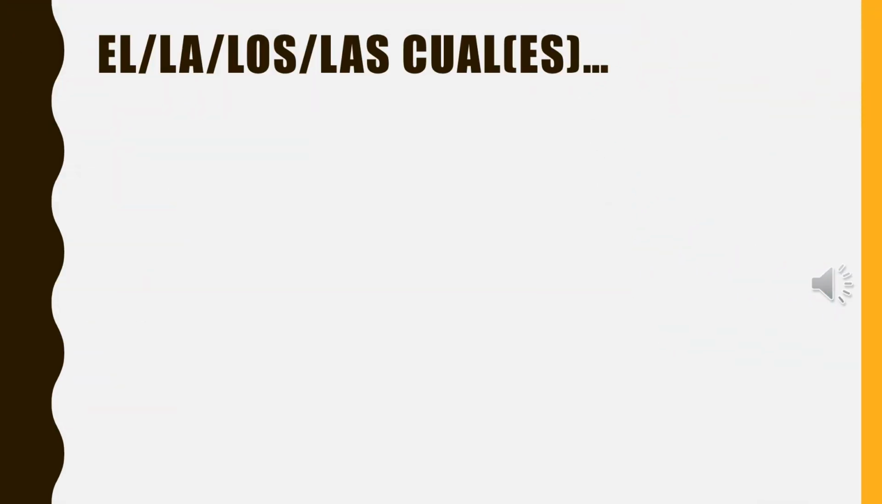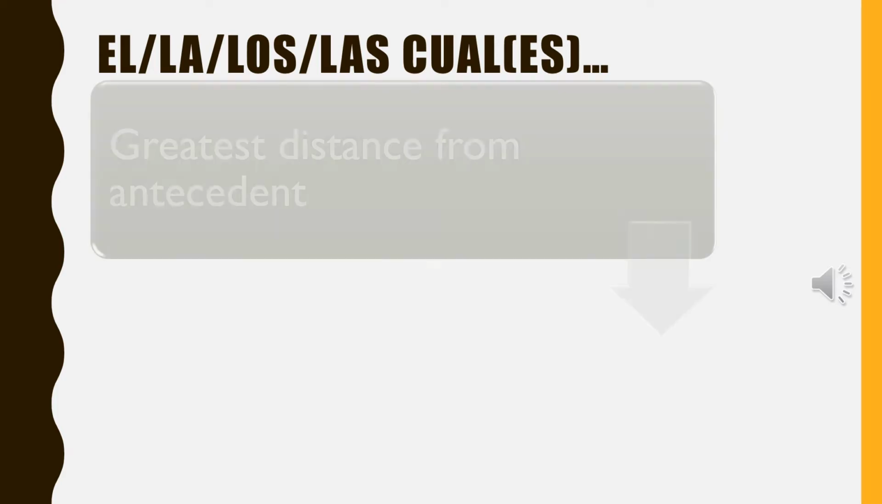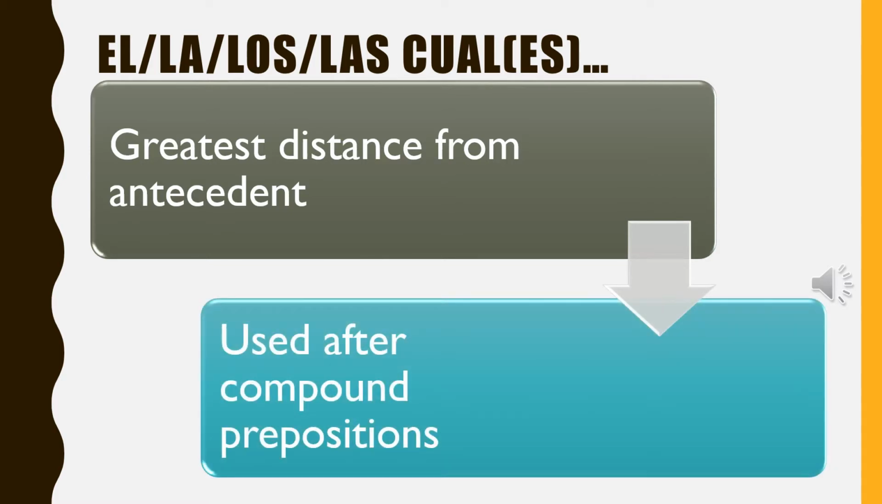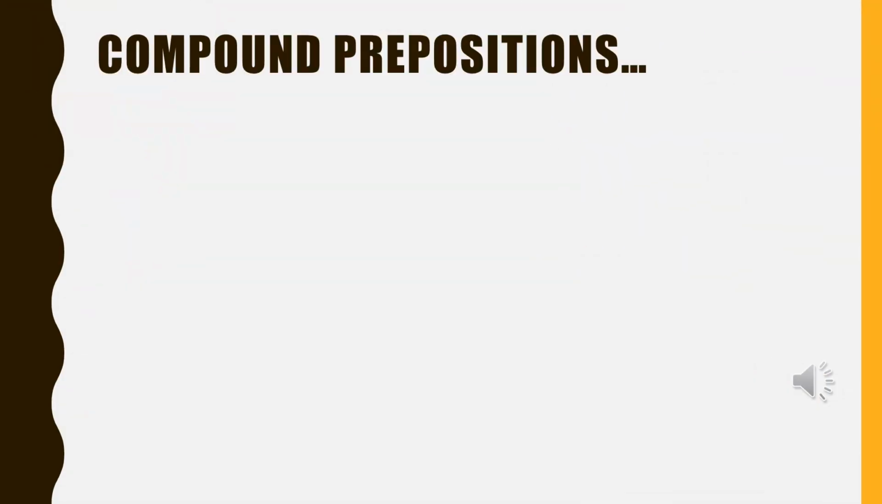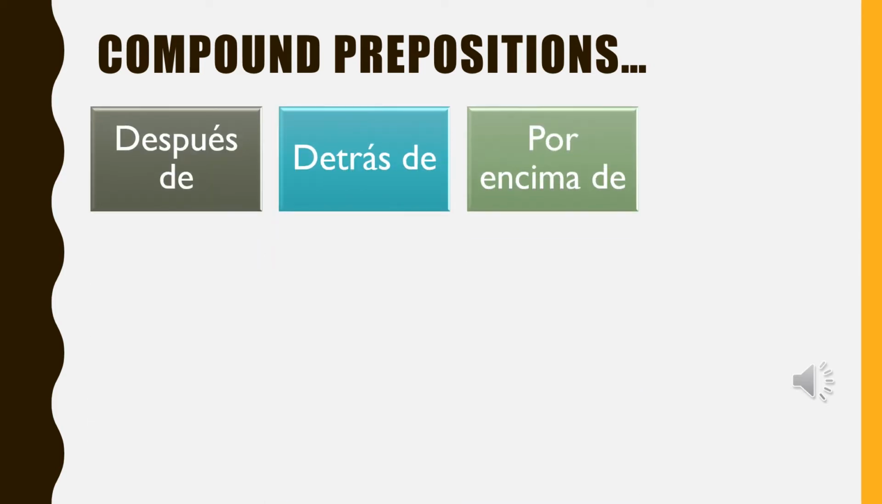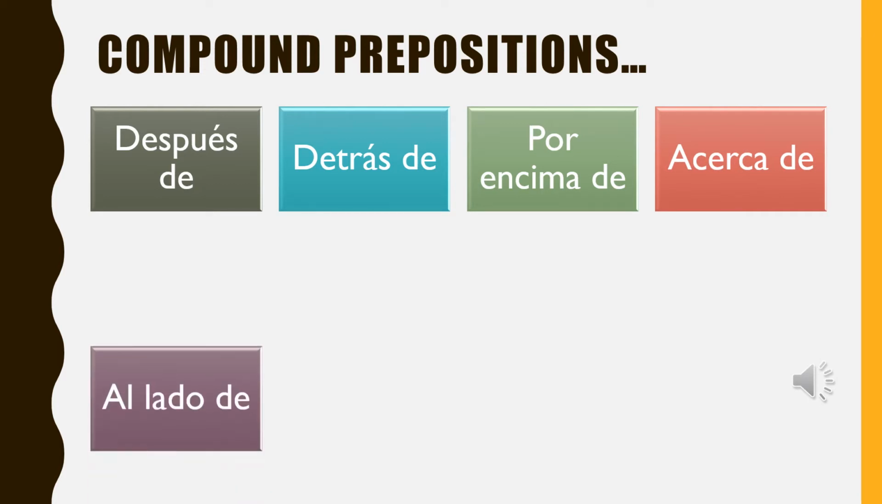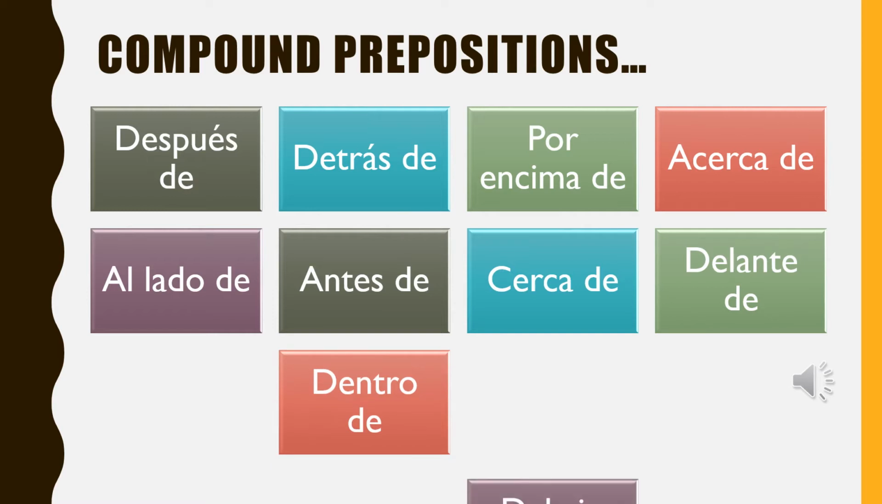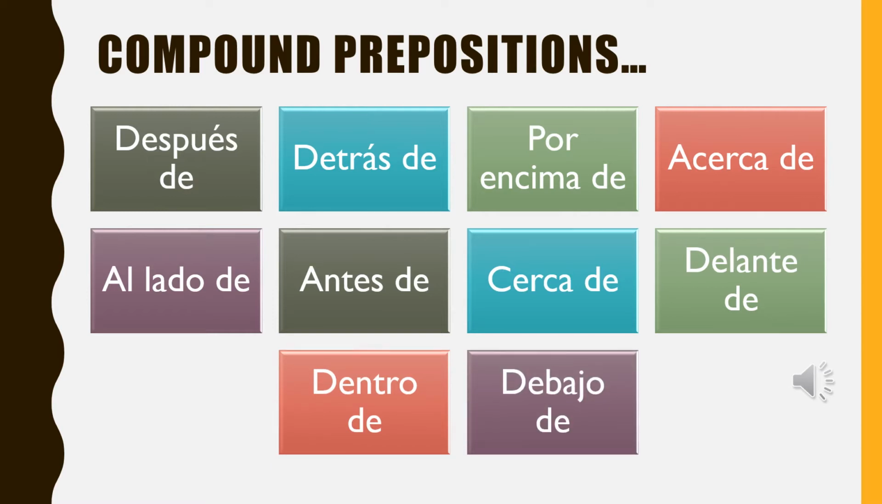So the el, la, los, las cual, or cuales, these are the longest relative pronouns, so they're going to be the greatest distance from the antecedent. And these are going to be used after compound prepositions. So here are examples of compound prepositions. Después de, detrás de, por encima de, acerca de, al lado de, antes de, cerca de, delante de, dentro de, and debajo de. So your el, la, los, or las cuales are going to come after these.